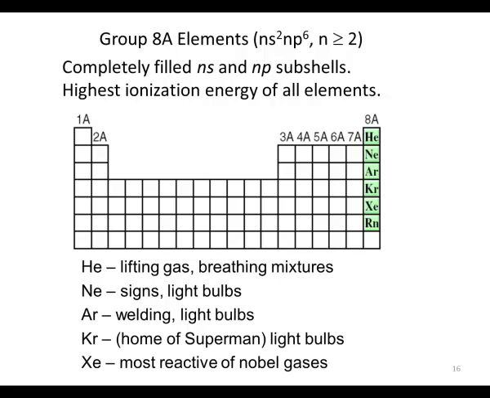The group 8A elements are the noble gases, helium, neon, argon, krypton, xenon, and radon. Helium is a lifting gas, also used by divers in breathing mixtures. Neon, used for signs and light bulbs. Argon, used in welding and also manufacture of light bulbs. Krypton in light bulbs. And xenon is the most reactive of the noble gases.